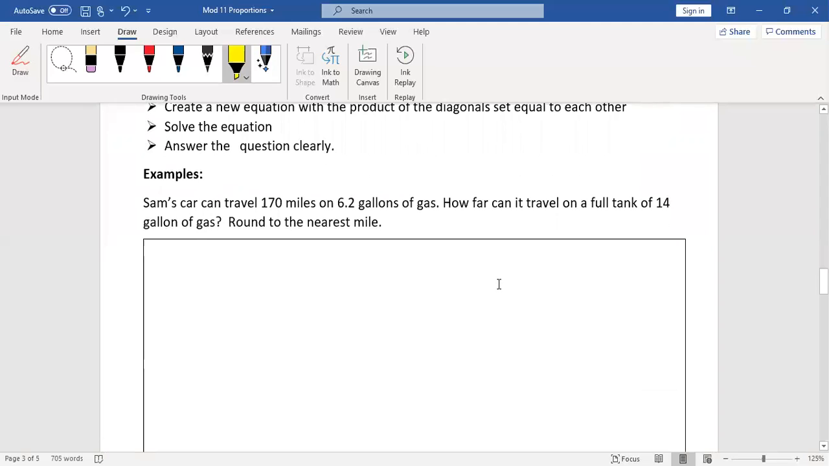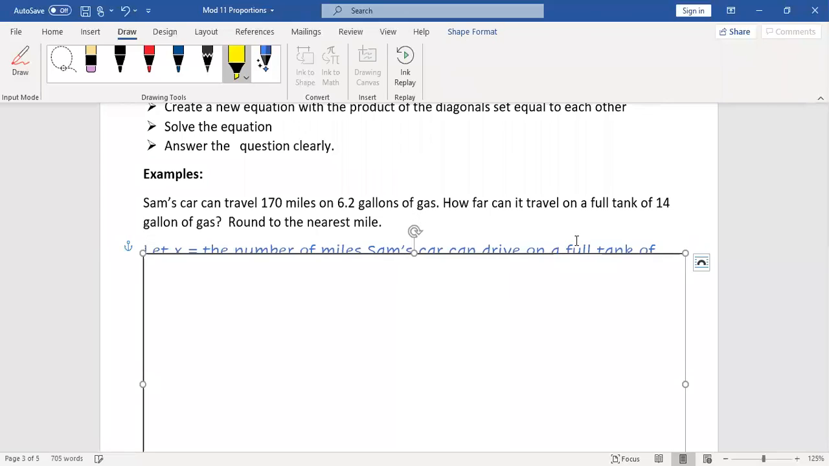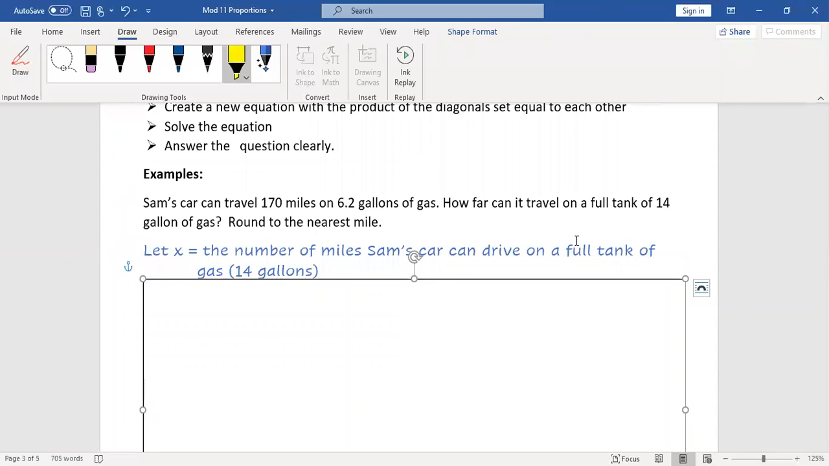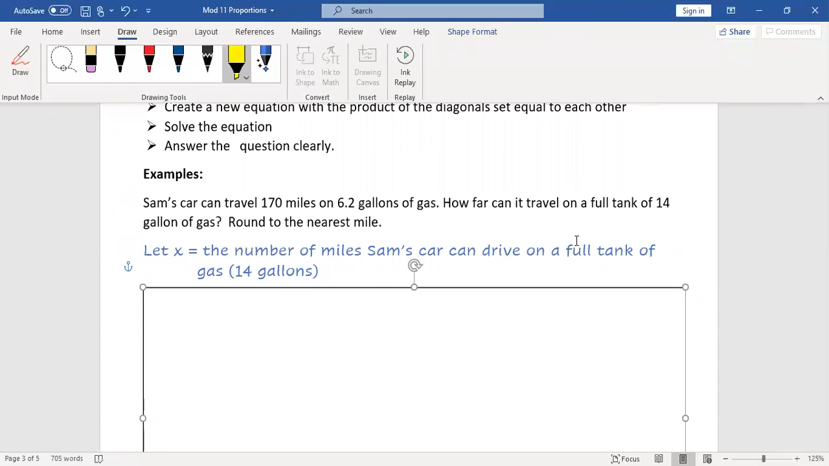So let's give an example. Sam's car can travel 170 miles on 6.2 gallons of gas. How far can it travel on a full tank of 14 gallons of gas? Round to the nearest mile. So I'm comparing miles per gallon, miles per gallon. The first thing I'm going to do is represent my variable. And so I'm going to say, let x equal the number of miles Sam's car can drive on a full tank of gas, because that's what I'm looking for.